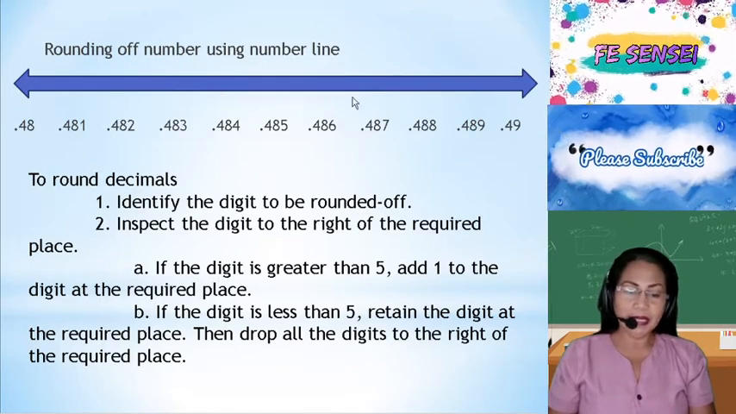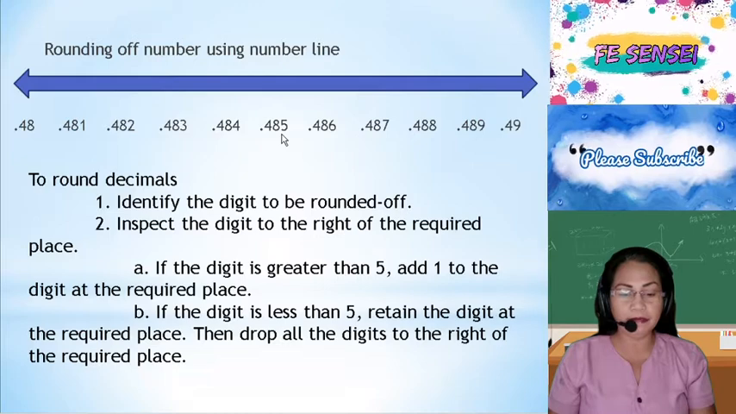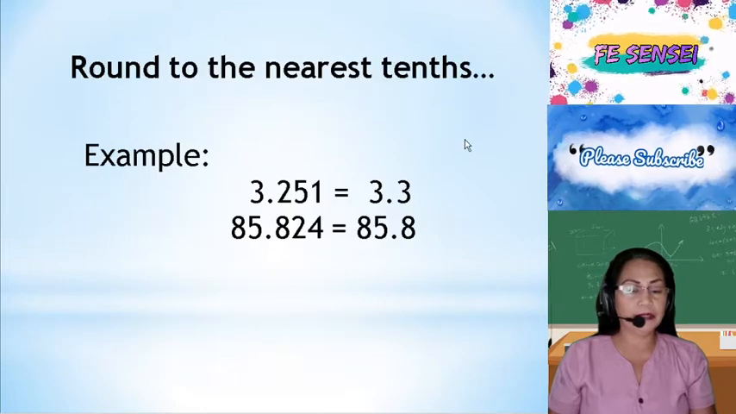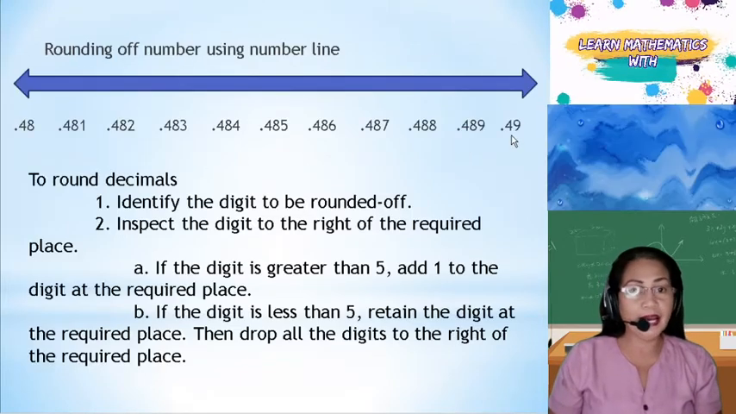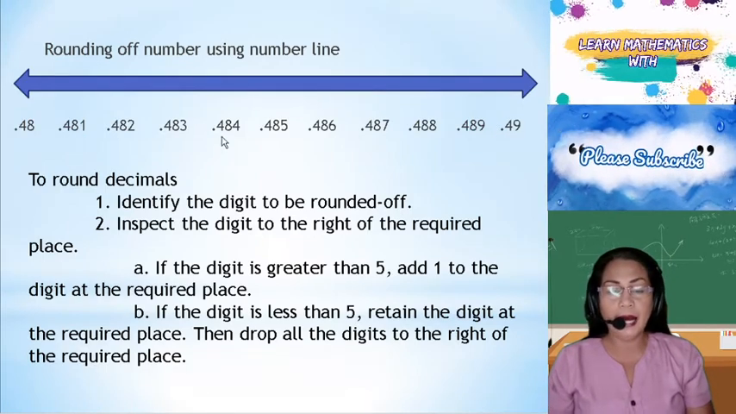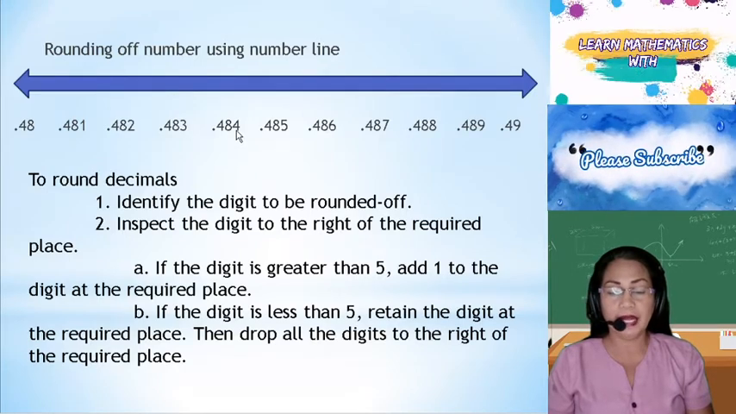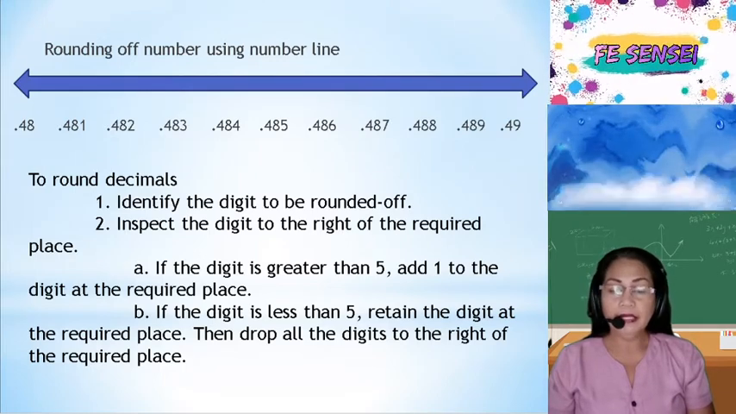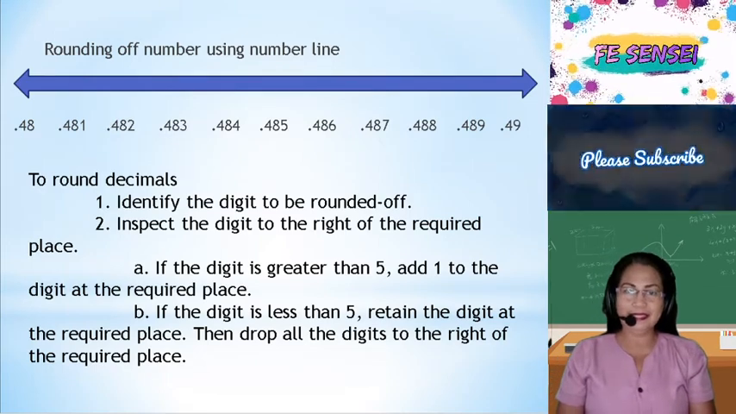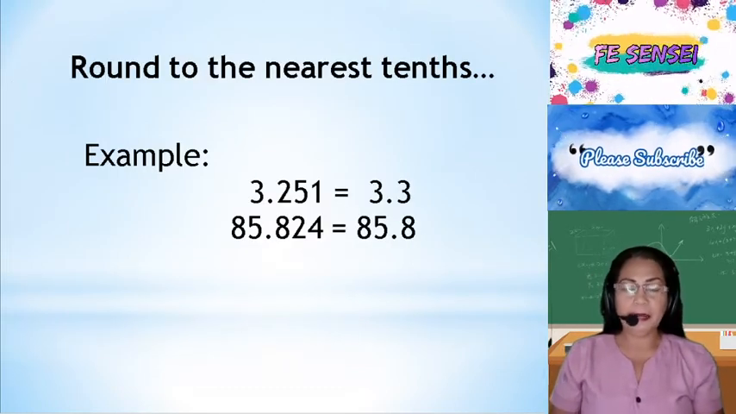Okay, in this number line, the numbers from 485 thousandths up to 489 thousandths can be rounded to 49 hundredths. And the numbers from 481 thousandths up to 484 thousandths, because the number in the thousandths place is less than 5, therefore it's round down, so it's 48 hundredths. Okay, let's have these examples.